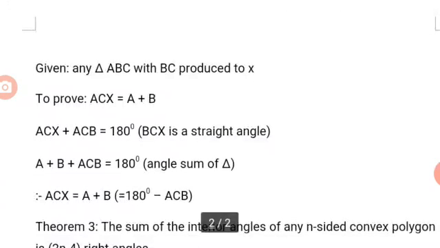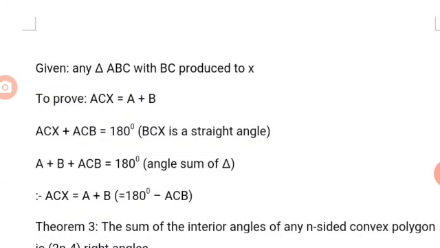If that one is known, therefore, given any triangle ABC, we produce BC to X, to prove that ACX is equal to A plus B. Therefore, angle ACX plus angle ACB is equal to 180 degrees. That is, BCX is a straight angle.